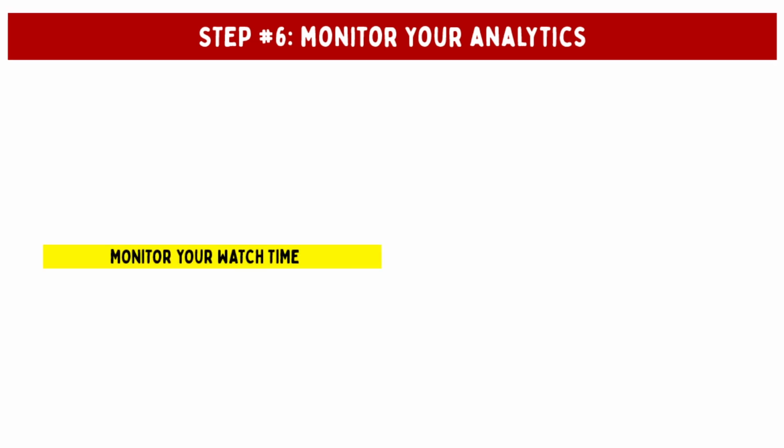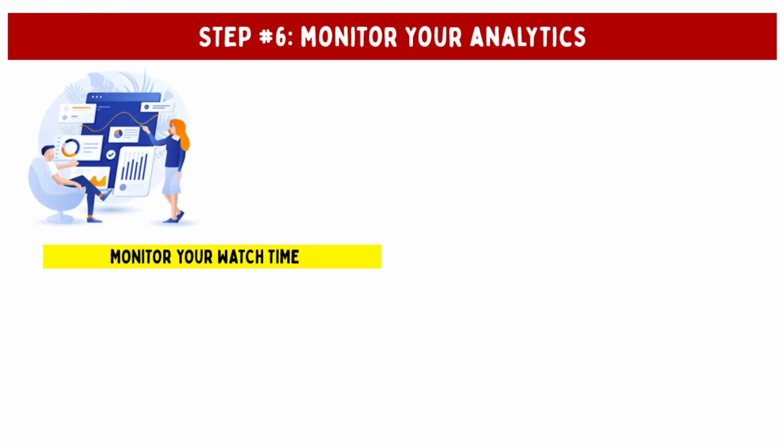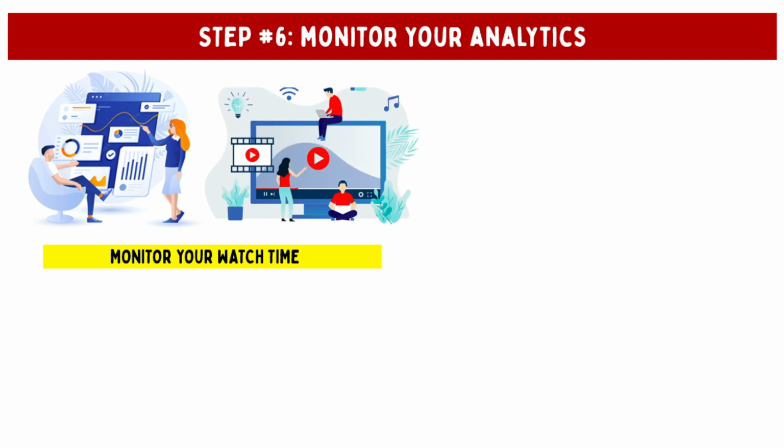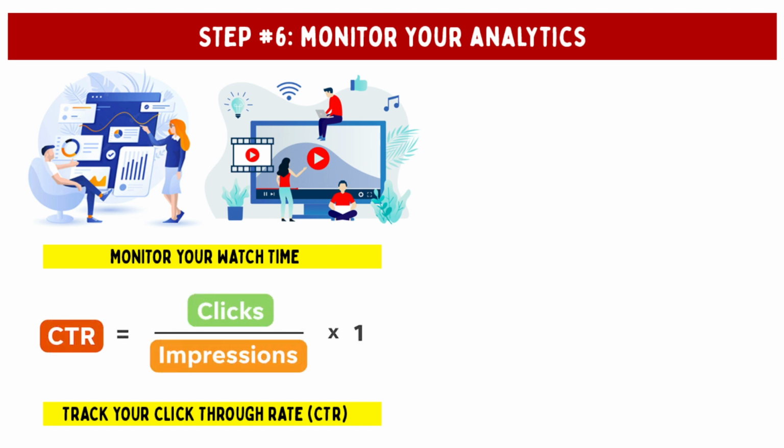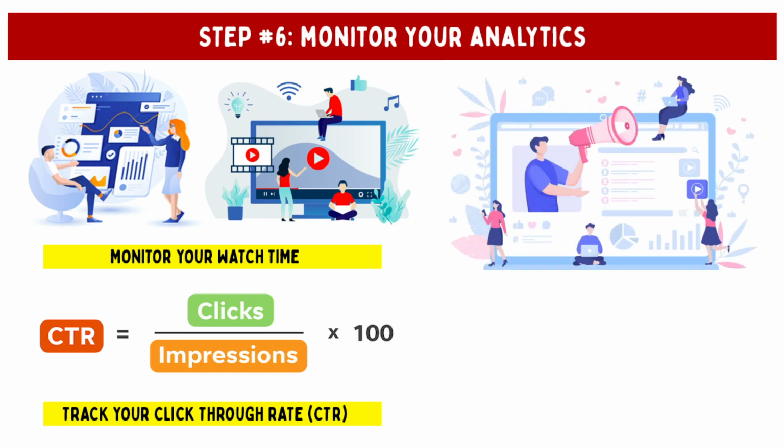Monitor your watch time. Track how long viewers are watching your videos. This will help you understand which videos are holding viewers' attention and which videos are not. Track your click-through rate, also known as CTR. CTR is the ratio of users who click on a specific link to the number of total users who view a page, email, or advertisement. It is commonly used to measure the success of an online advertising campaign for a particular website, as well as the effectiveness of email campaigns.